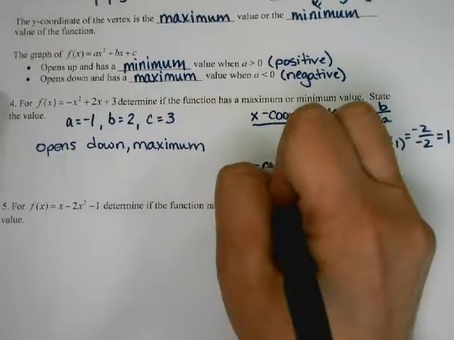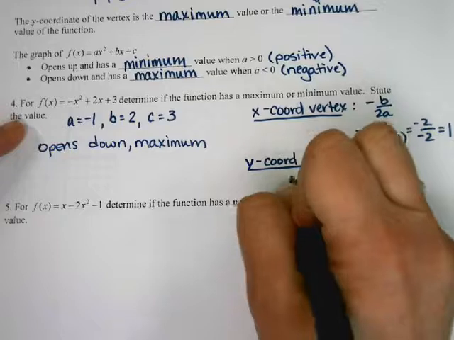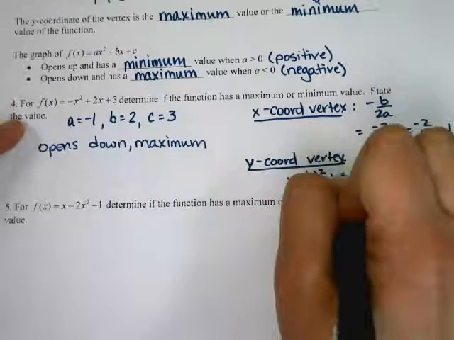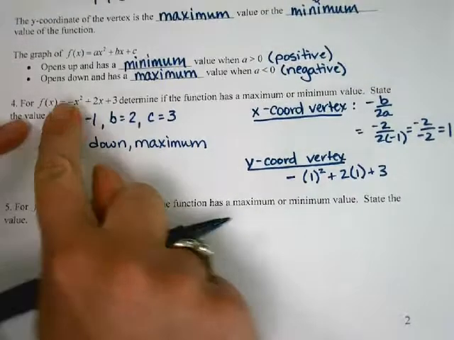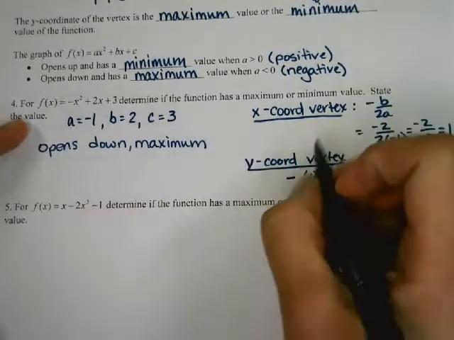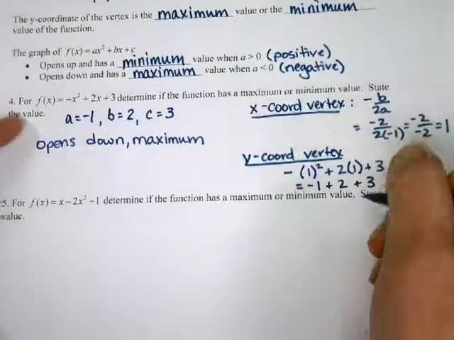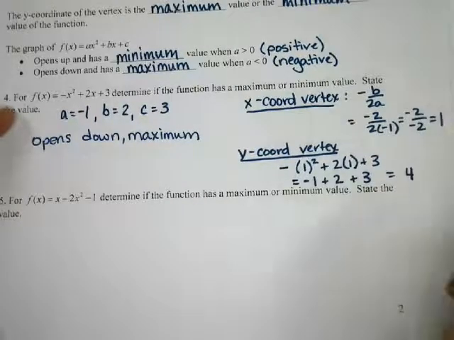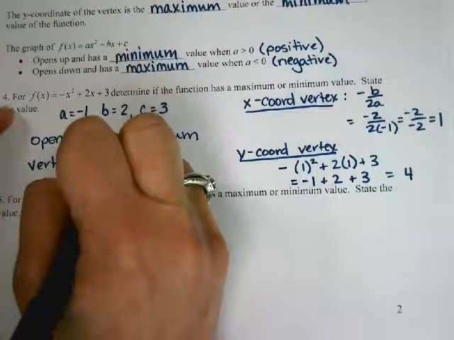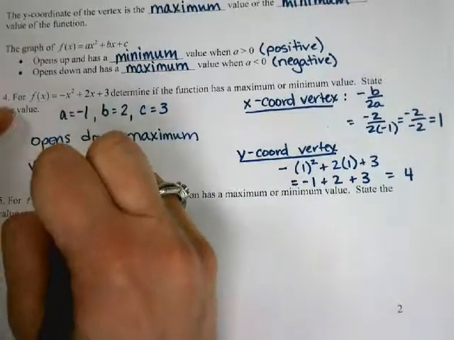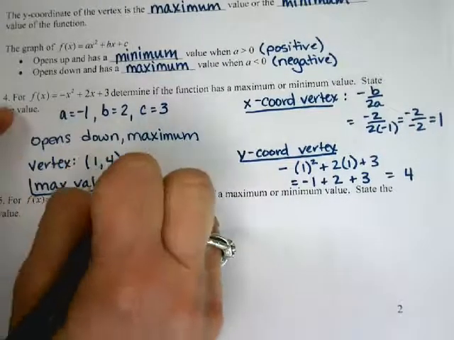Now we have to find the y-coordinate of my vertex, and we're going to plug it back in. Negative 1 squared plus 2 times 1 plus 3. Now, the negative is out front, so be very careful, because this is positive 1 squared times a negative, so that would be negative 1 plus 2 plus 3, for a grand total of 4. So, my vertex is at the point 1, 4. My maximum value is 4. It's the y-coordinate of the vertex.